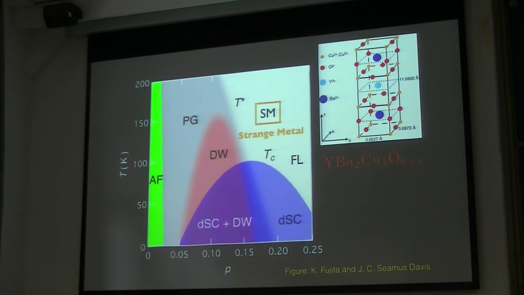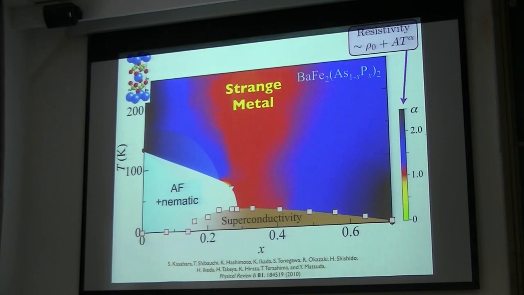And if you measure the resistivity of this phase, it increases linearly with temperature. I've shown this here for another high-temperature superconductor, the iron pnictide. Here again, X is the electron concentration, and there is temperature. There's a whole mess of phases here, but there's this regime where the resistivity exponent alpha is close to 1, so resistance is increasing linearly with temperature. In this region, you get alpha close to 2, and that's the T squared Fermi-liquid resistivity.